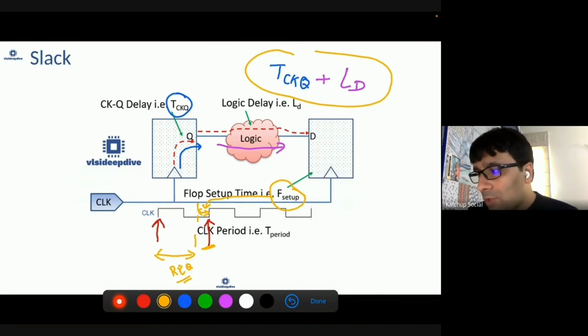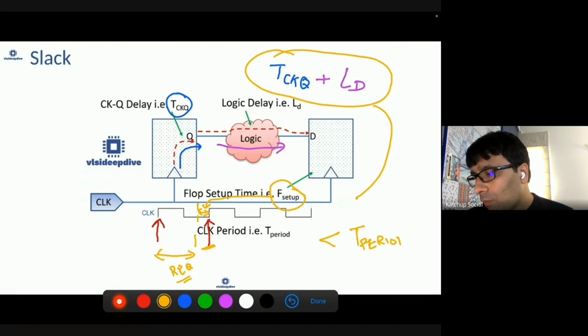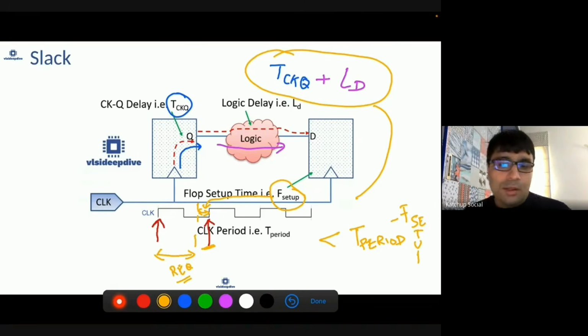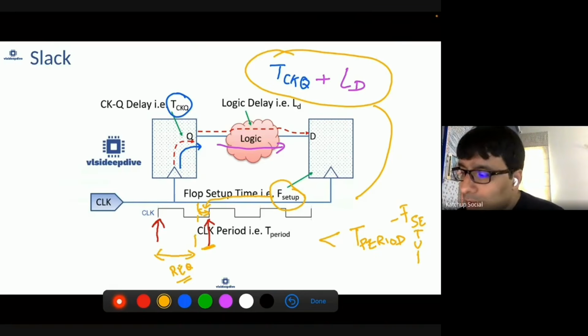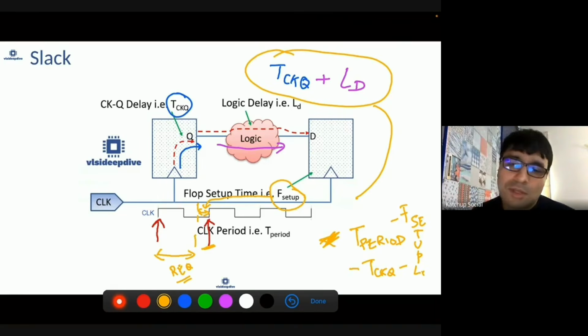Your arrival time should be less than what? Your required time. Your required time is T period minus T setup, and that gives you the slack calculation. So your slack is the data required time minus your arrival time. Okay, so this is how you calculate the slack.